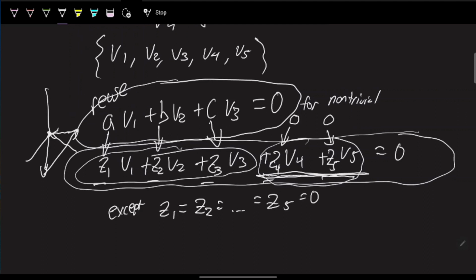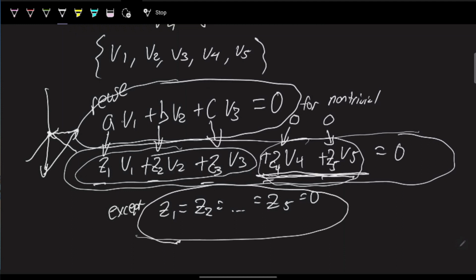And you might be worried, like, hey, I thought we said that we're not allowed to have trivial solutions, right? That's probably what you're thinking. A trivial solution is when they're all 0. If you give me 1 or 2 zeros and the rest are non-zero, that's non-trivial. That's perfectly fine. That's what I'm looking for.